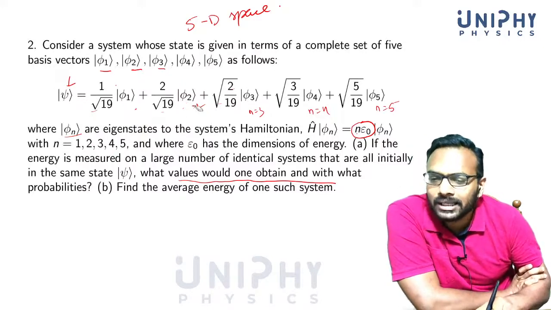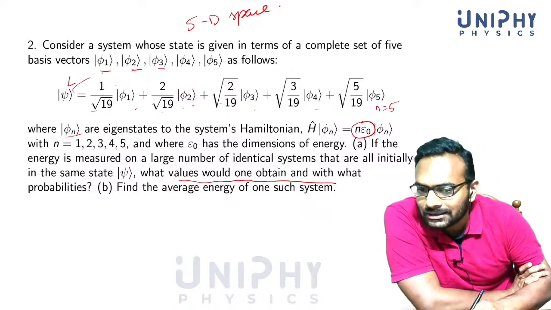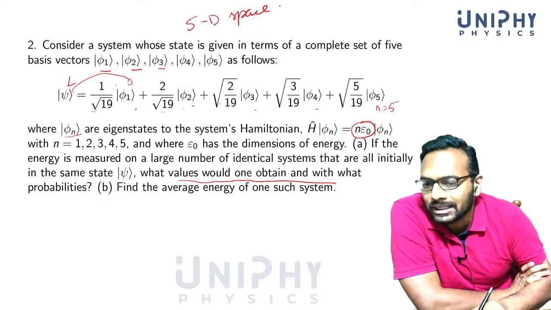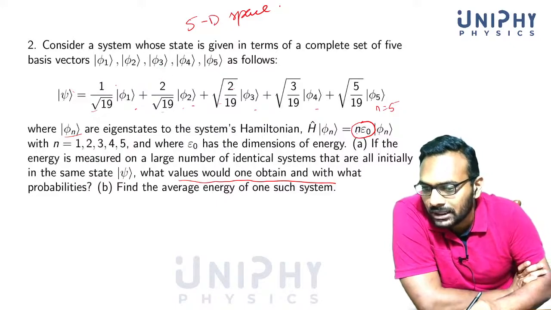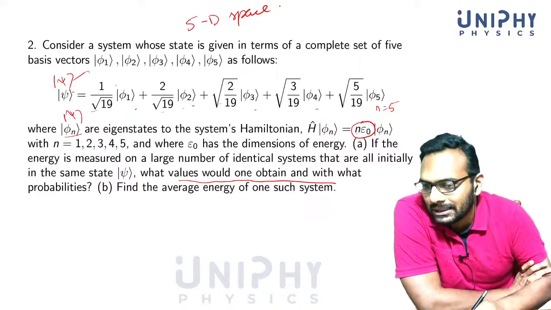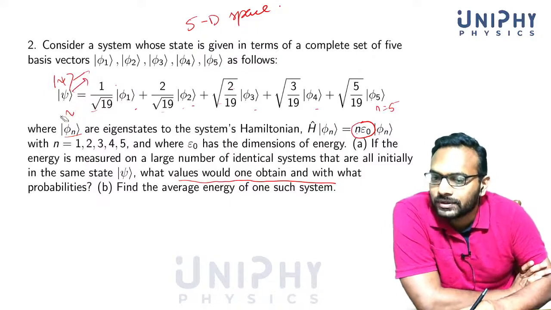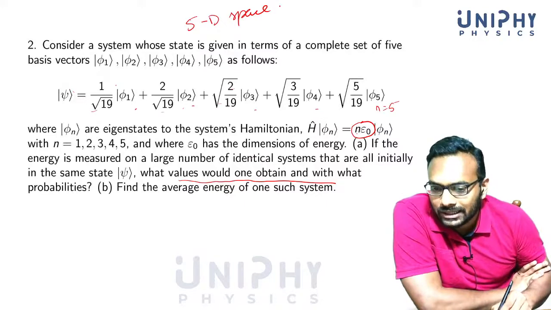Why do we make identical systems? Why do we make so many systems? Because once you measure the energy, the state changes. Then again, you cannot measure the energy, we have got a different state. So in order to find the average energy experimentally, you have to prepare so many systems in the state psi, first you measure this one, then you have to discard it because the state has changed. Then you measure the energy of the next one, then discard that, then measure the energy of another. That's what we mean by identical systems.